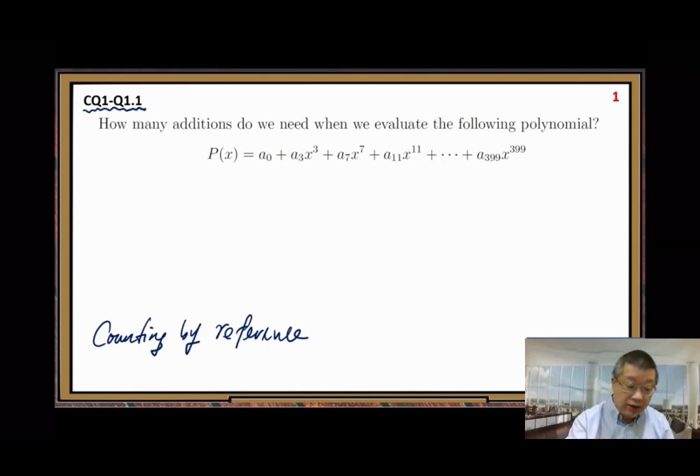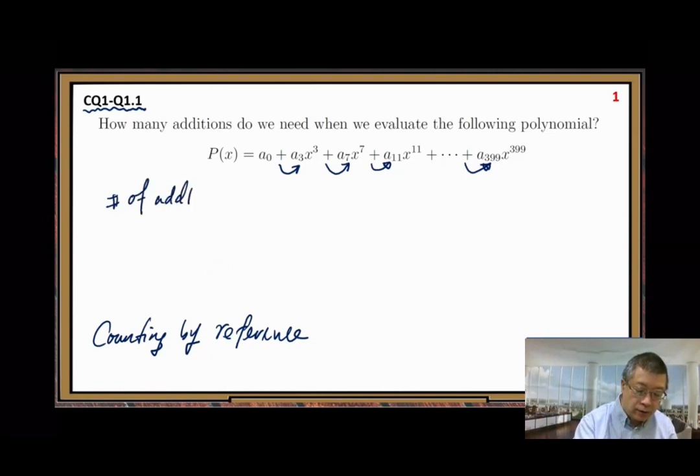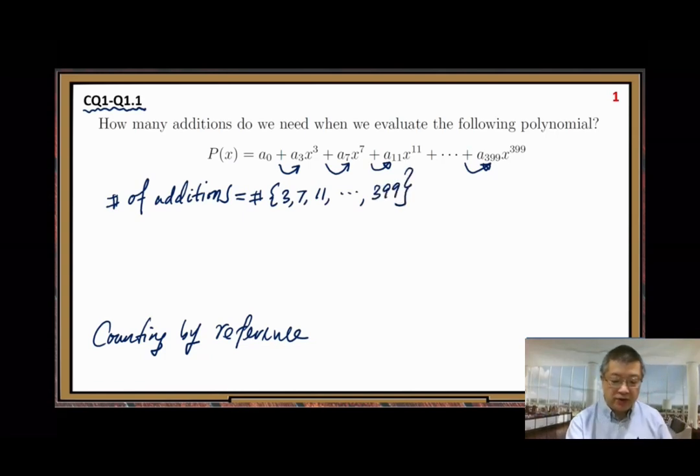Similar to the examples in our notes, the first plus sign we can associate with the first subscript 3. Second plus sign associate with second subscript 7, and so on. Then the last plus sign associate with the last subscript. Now, to count the number of additions, how do you count? The number of elements in the set 3, 7, 11, up to 399, right? The number of elements in the set.